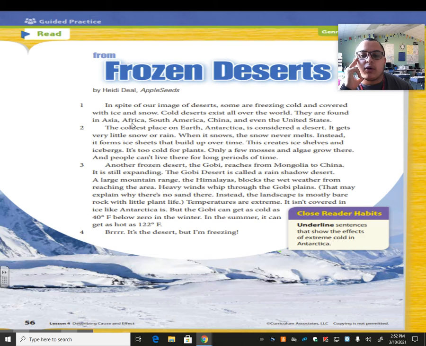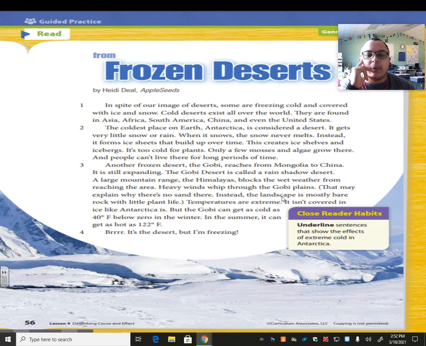It gets very little snow or rain. When it snows, the snow never melts. Instead, it forms ice sheets that build up over time. This creates ice shelves and icebergs. It's too cold for plants. Only a few mosses and algae grow there, and people can't live there for long periods of time. Another frozen desert, the Gobi Desert, reaches from Mongolia to China. It's still expanding. The Gobi Desert is called a rain shadow desert. A large mountain range, the Himalayas, blocks the wet weather from reaching the area.